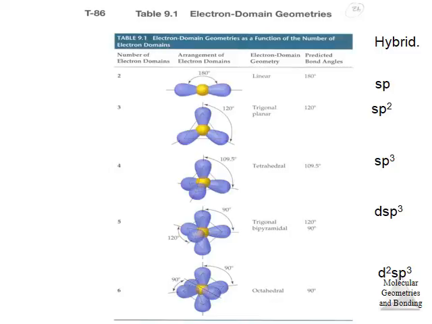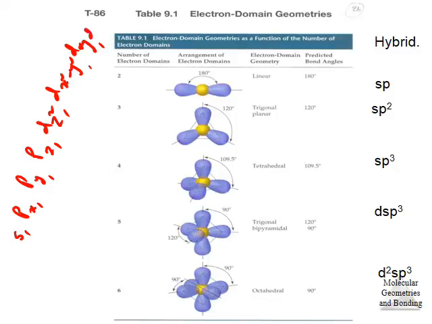I'm going to write down s, px, py, pz. Then you have d orbitals: dz squared, dx squared minus y squared, then dxy, dyz, and dzx. So that gives all five d orbitals, followed by three p orbitals.